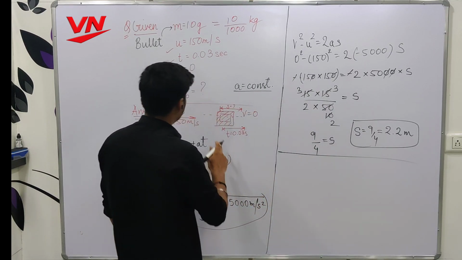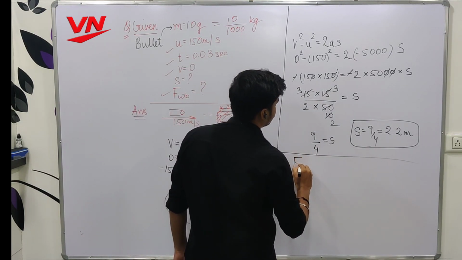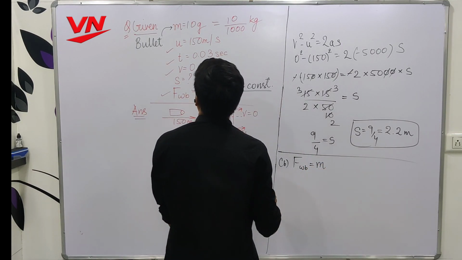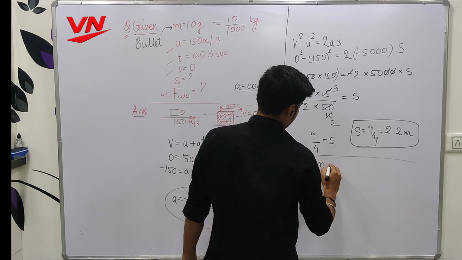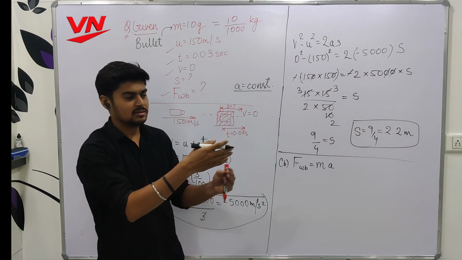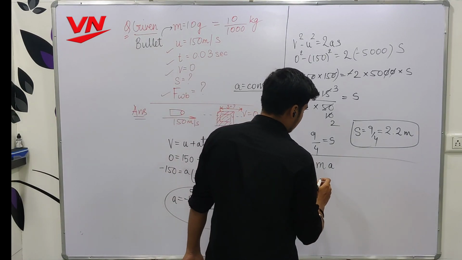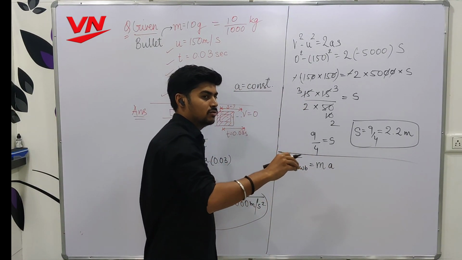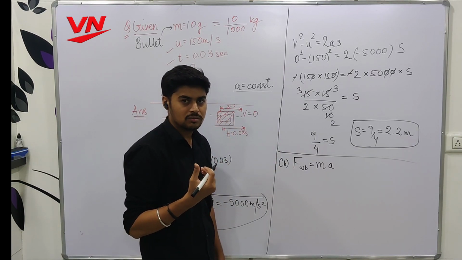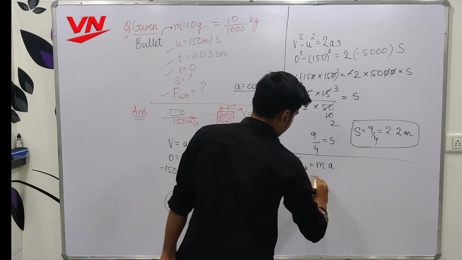Okay, so we need to calculate the force on the wooden block also. Force on the wooden block will be nothing but mass of the bullet into acceleration. Whatever the action, equal will be the reaction. So we will just calculate the force exerted by the bullet on the wooden block. We will get eventually the force exerted by the wooden block on the bullet by the third law of motion.